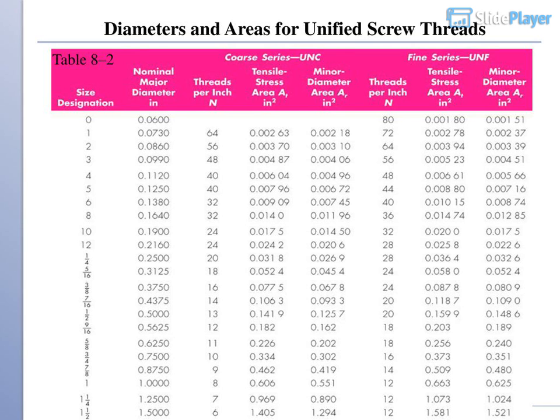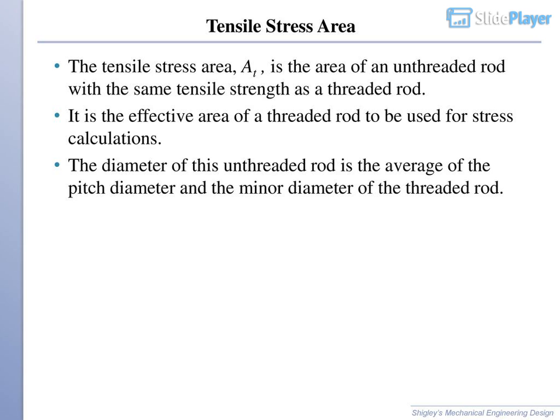Table 8.2. Tensile stress area. The tensile stress area, A_t, is the area of an unthreaded rod with the same tensile strength as a threaded rod. It is the effective area of a threaded rod to be used for stress calculations. The diameter of this unthreaded rod is the average of the pitch diameter and the minor diameter of the threaded rod.